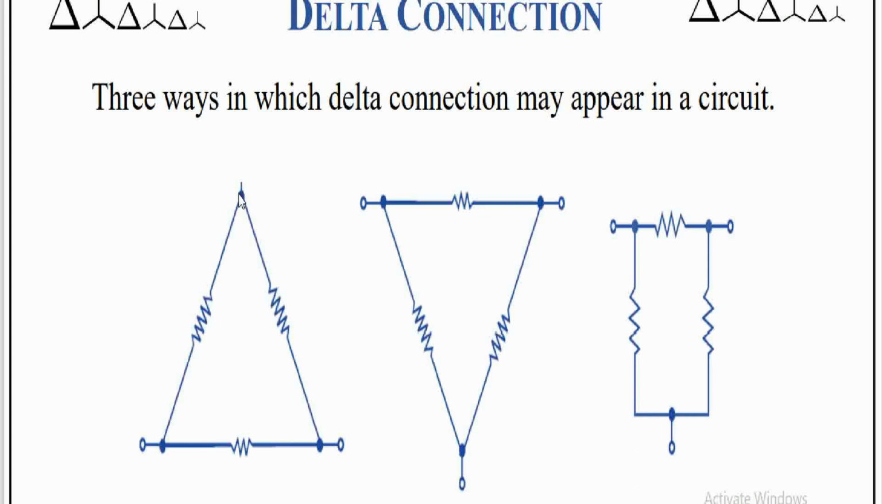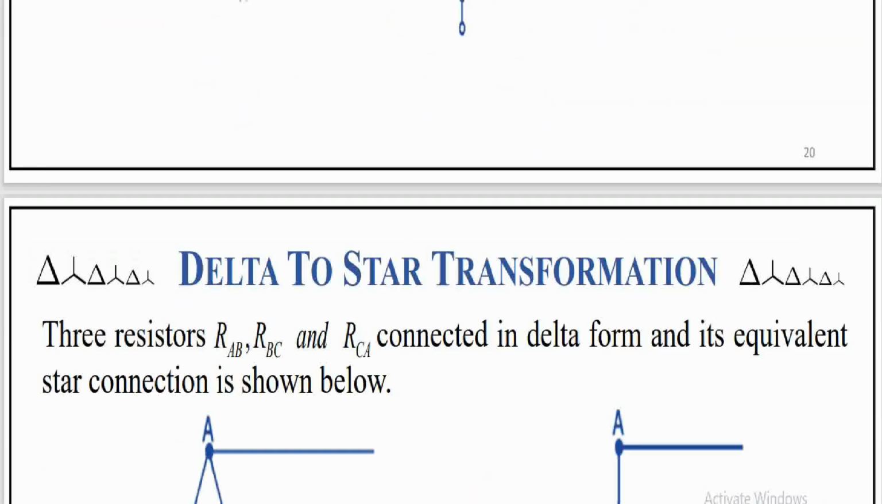Delta connections may appear in 3 ways. If in a circuit it appears like this, it is called a delta connection. If it appears like this, it is also called a delta connection. To identify a delta connection, we need to see a common point between 2 elements. If you observe a common point between 2 elements, then it is delta. If you observe a common point between 3 elements, then it is called star.